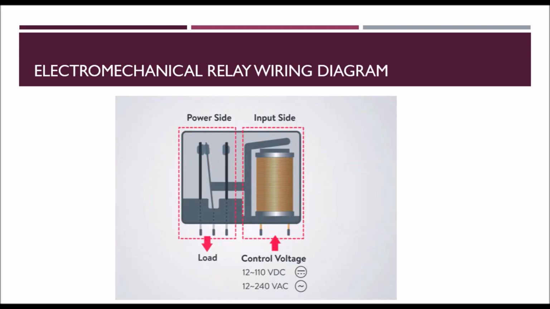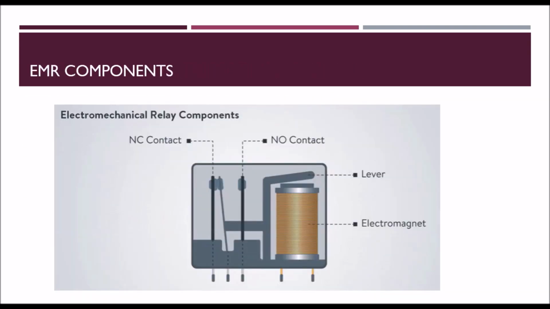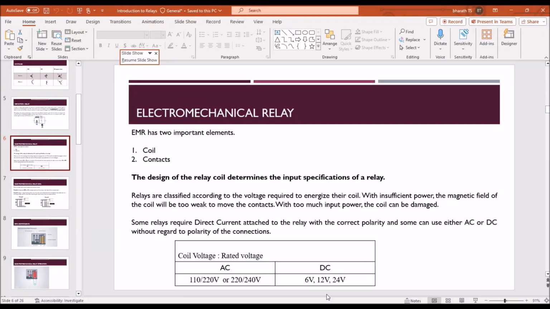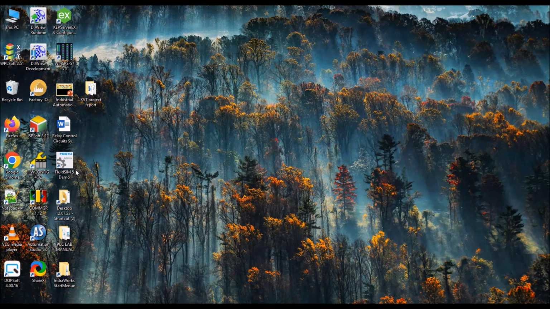Now, using FluidSIM software, how we can simulate the relay function. This is important: AC as well as DC, but we use a 24 volt DC relay throughout the discussions of the internship. Let us discuss FluidSIM software. Double click on FluidSIM software.